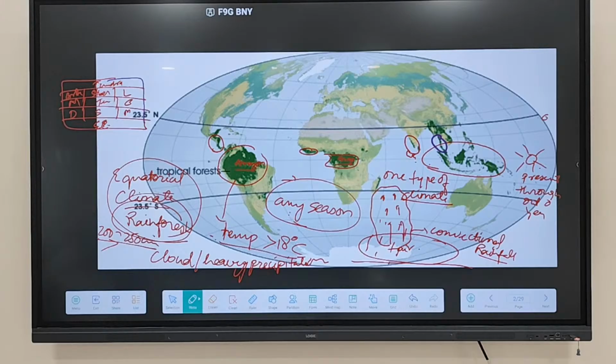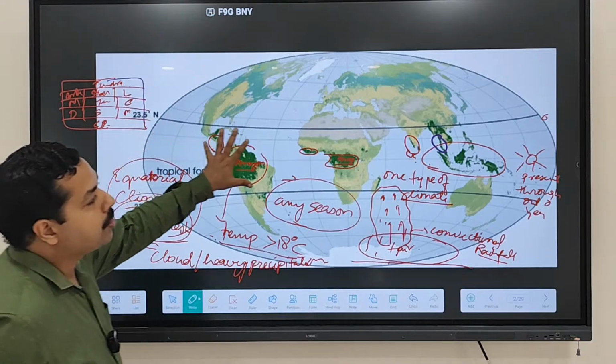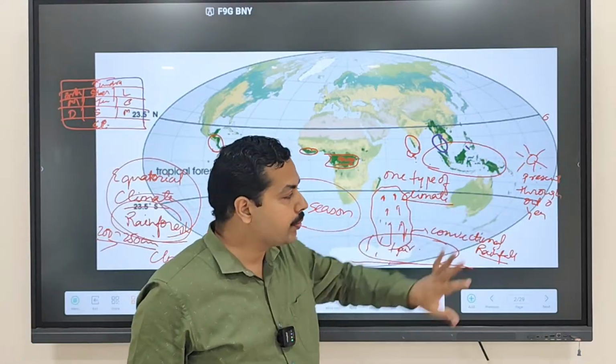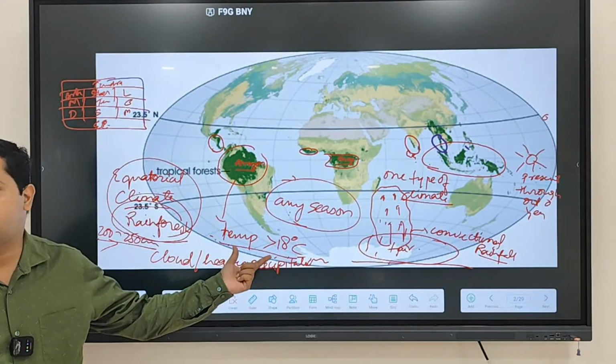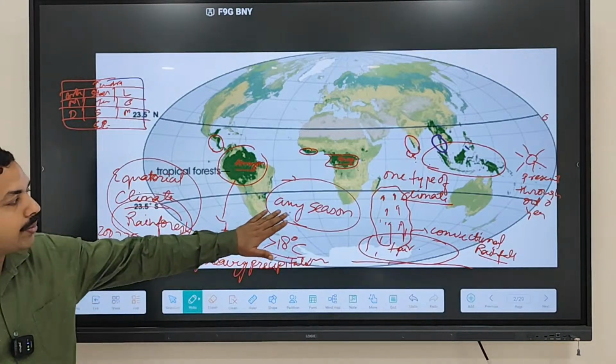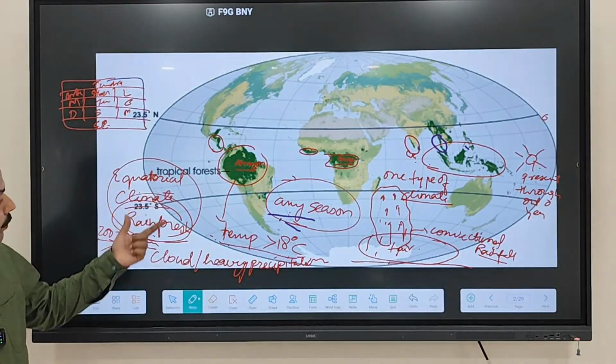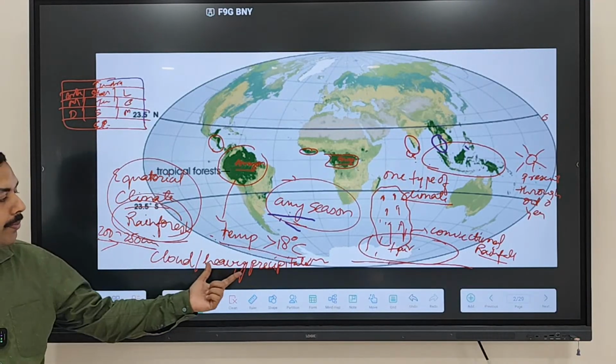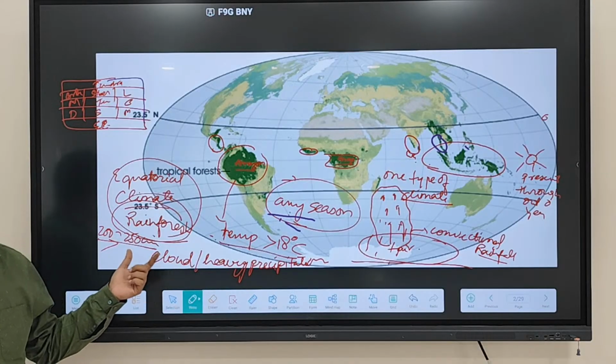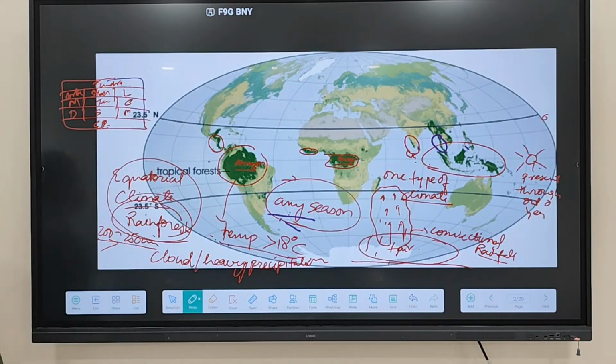Fine. Any doubt regarding this particular thing? What you have to keep in mind is that this region receives sunlight throughout the year. When it receives sunlight throughout the year, the mean monthly temperature is going to be above 18 degrees Celsius. That's why no seasons are going to be found in this region. You'll find heavy precipitation and cloud formation, and rainfall will be more than 200 to 250 centimeters. Clear? Any doubt regarding this part?